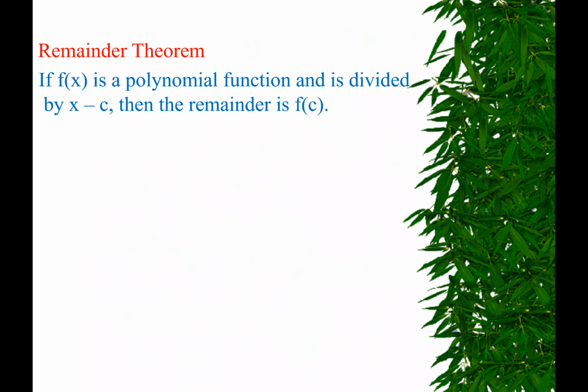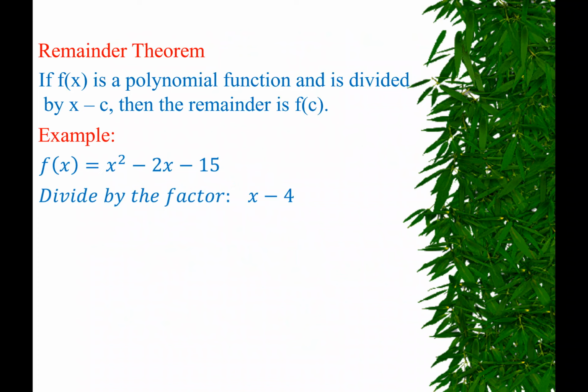All right, let's get into the new stuff, the remainder theorem. If f of x is a polynomial function and is divided by x minus c, the remainder is f of c. Okay, so what does that mean? Let's take an example, and hopefully that'll make more sense. So I have this function, f of x, and I want to divide it by x minus 4. The remainder I get will be equivalent to the value of f of 4, if I substituted in 4 for it.